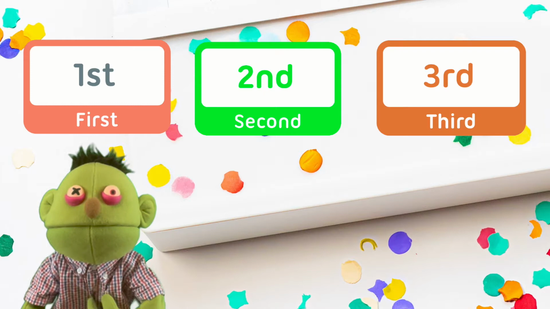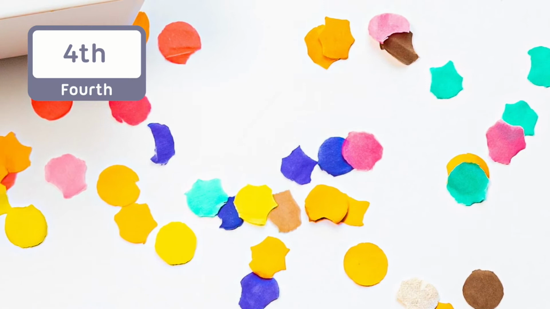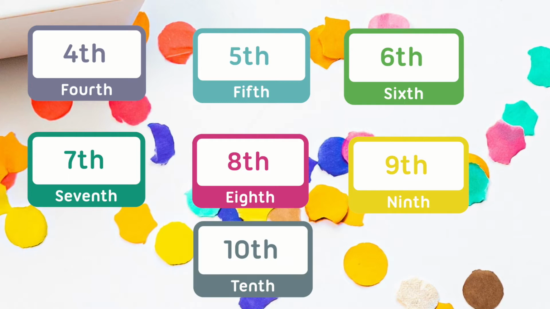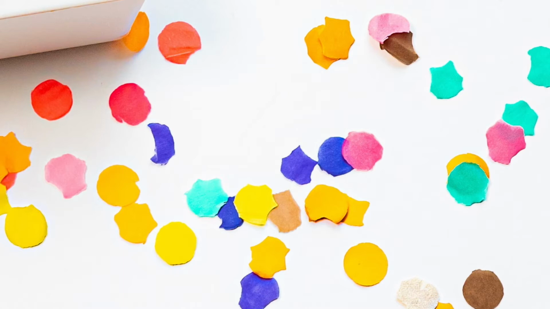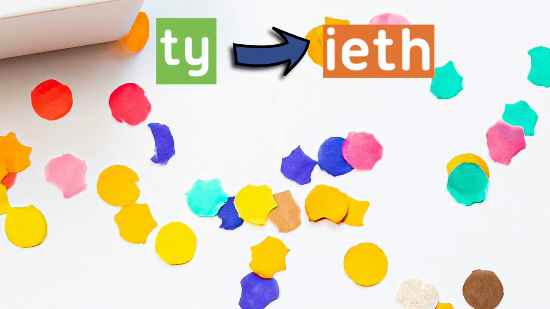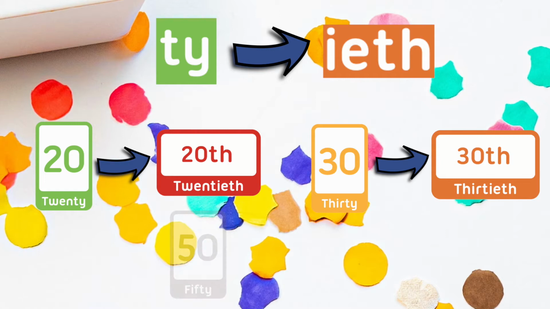Let's have a look at some more examples. Fourth, fifth, sixth, seventh, eighth, ninth, tenth. When we make ordinal numbers from cardinal numbers ending in TY, we should change Y into IE. For example, 20, 20th, 30, 30th, 50, 50th.